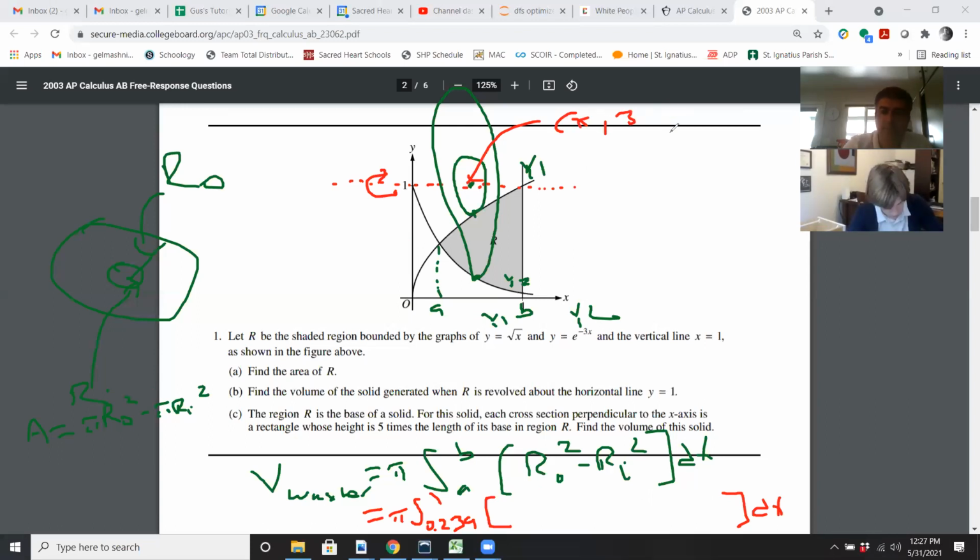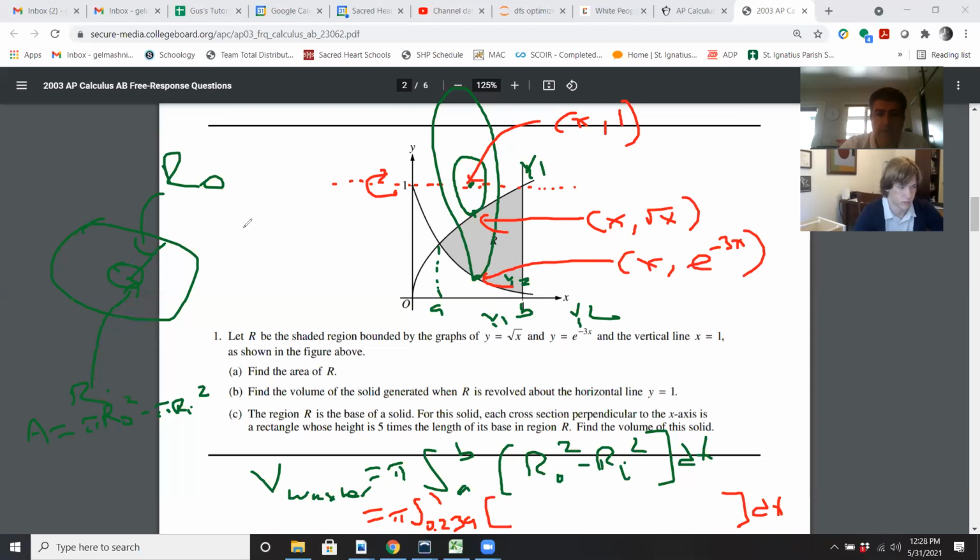So I don't know the x value. I know it's somewhere between 0.23 and 1, but I do know the y value is 1. Here, it's going to have the same x value as the center. However, the y coordinate is determined by root x, because y equals root x is the equation for that curve. And then here, that's going to be x comma e negative 3x. Okay.